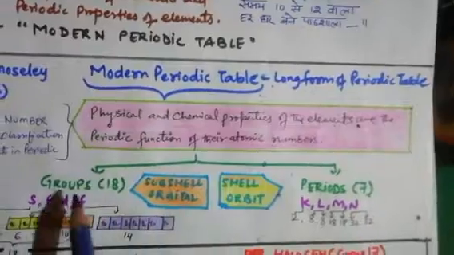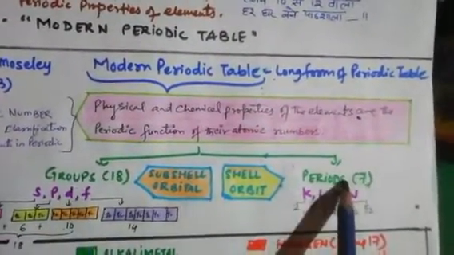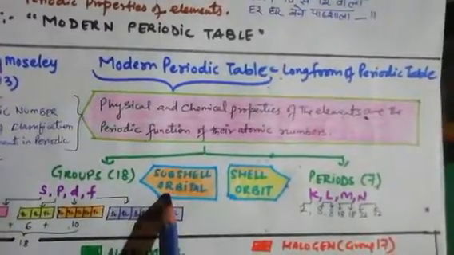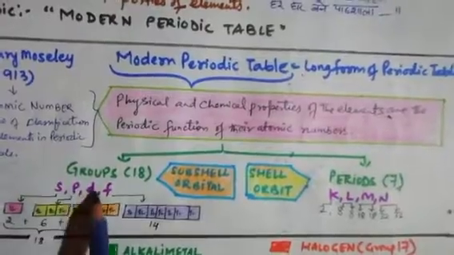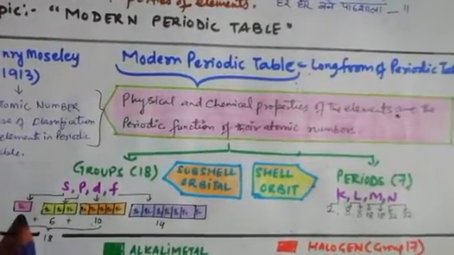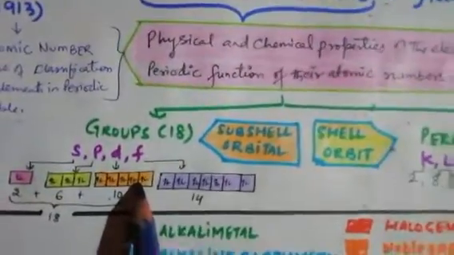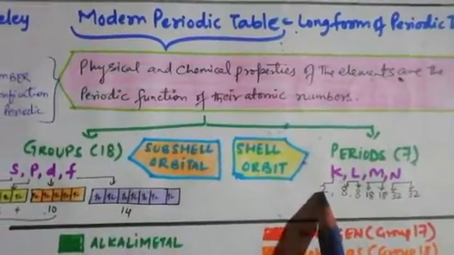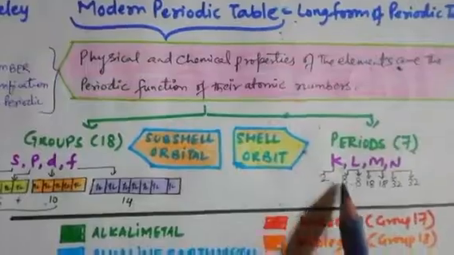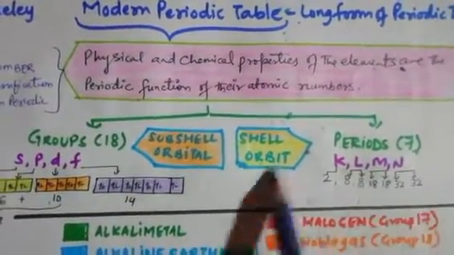The periodic table is made up of two basic things, groups and periods. There are 18 groups and 7 periods. Groups are made up of subshells or orbitals, and periods are made up of shells. As you know, in the subshells, 2 electrons can come in s, 6 electrons in p, 10 electrons in d, and 14 electrons in f. Similarly, the periods are K, L, M, N. In K, a maximum of 2 electrons can be occupied, 8 in L, 18 in M and 32 in N. You already did this.